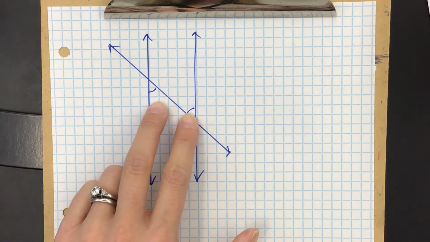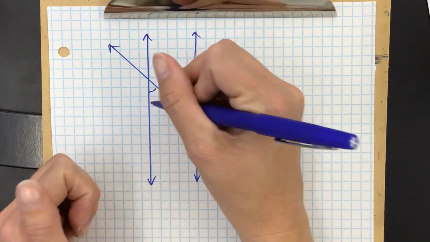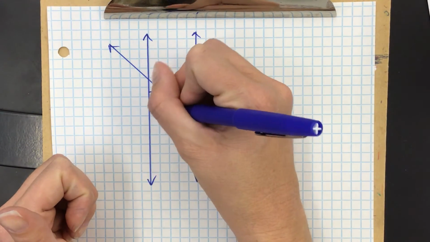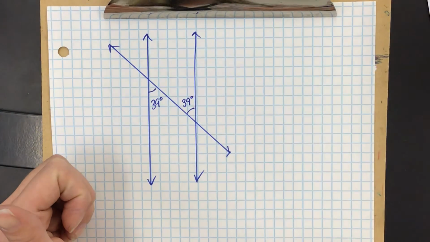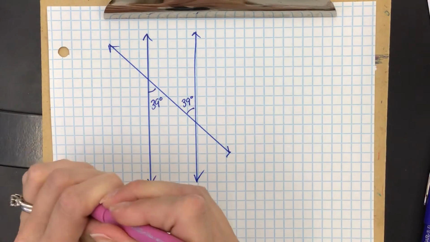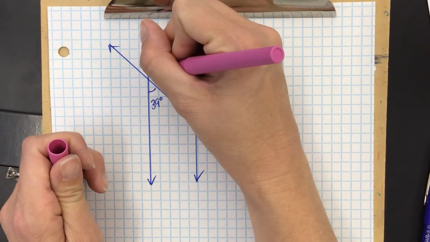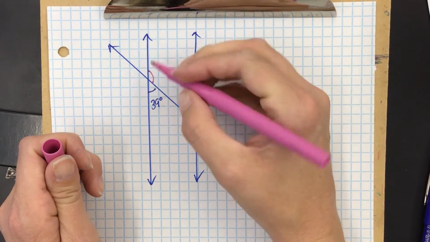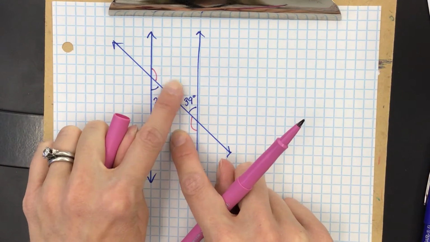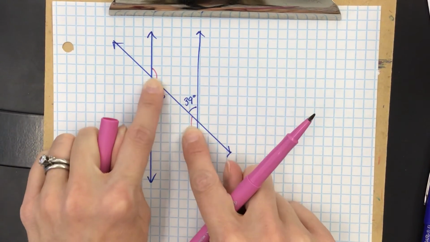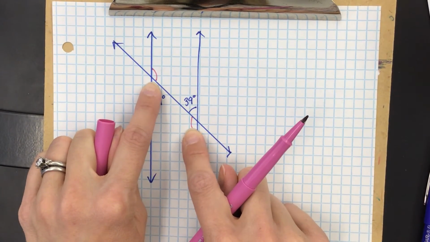And the cool thing about these is they're actually congruent. So if this is, let's say 39 degrees, then this is also going to be 39 degrees, okay? And there's also a second set of alternate interior angles too. Here and here, these are considered alternate interior because they're on the interior of your parallel lines and they're on the opposite sides of your transversal.